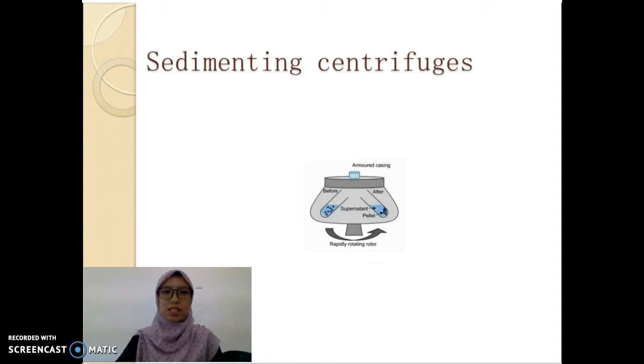Okay, the next one is the sedimenting centrifuge. It is commonly used in our lab in level 5. It separates according to size, density, viscosity of medium and rotor speed. Usually sedimenting centrifuges are used in the dairy industry for the clarification of milk.